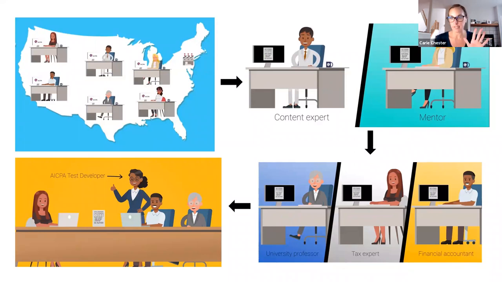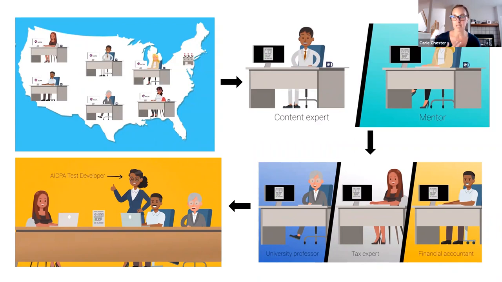But let me first tell you what you do before you join. So you have to be a CPA or a JD, so a JD for tax law and regulation. And then we go to the top right, you see the little content expert and the mentor. So the content expert is the item writer. The mentor, they actually have two. They have a staff CPA. In fact, Kevin, Liz, and Kathy, who are manning the Q&A, are mentors for auditing, attestation, and business environment and concepts.